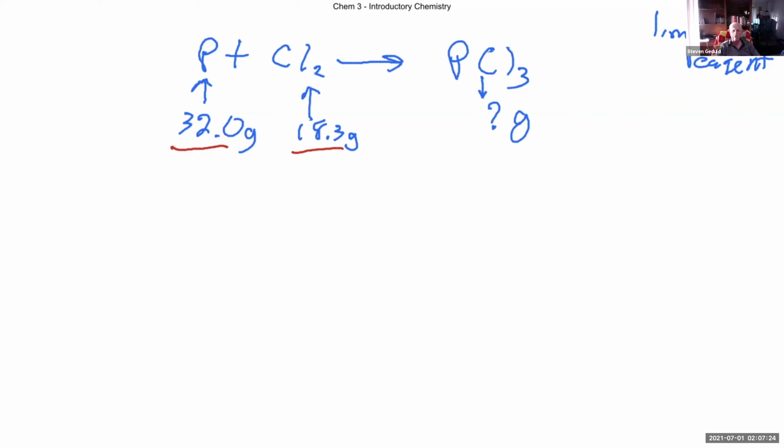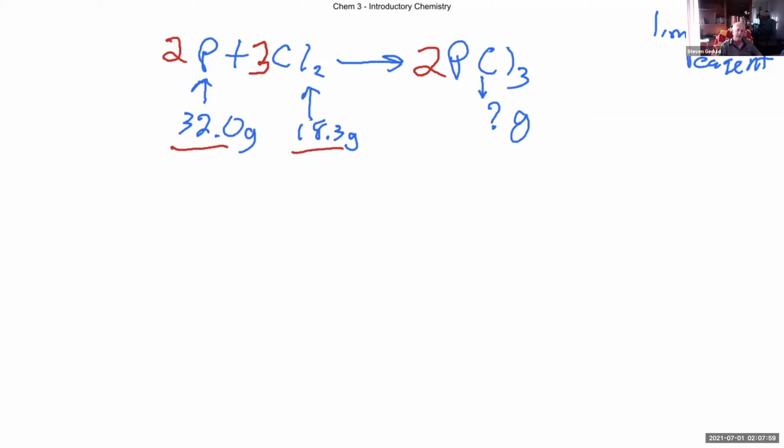Okay, so we have 3 chlorines and 2 chlorines, and 2 and 3 don't match each other, so we'll make 6. Because we know those will match. So if I make this 3 chlorines here, that gives me 6. So that means I put a 2 right there. And then I have to put a 2 right there. So 2 phosphorus, 6 chlorines, 2 phosphorus, 6 chlorines. Okay? So there's my chemical equation.